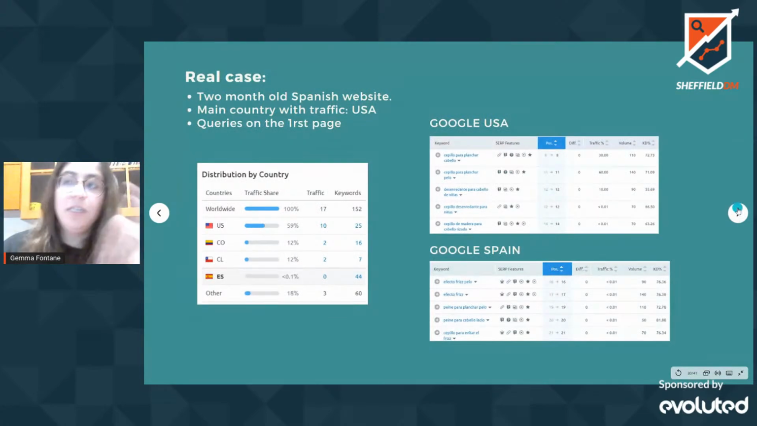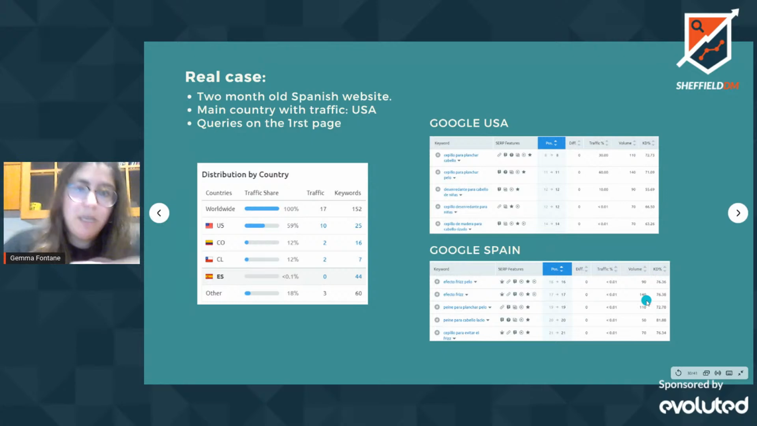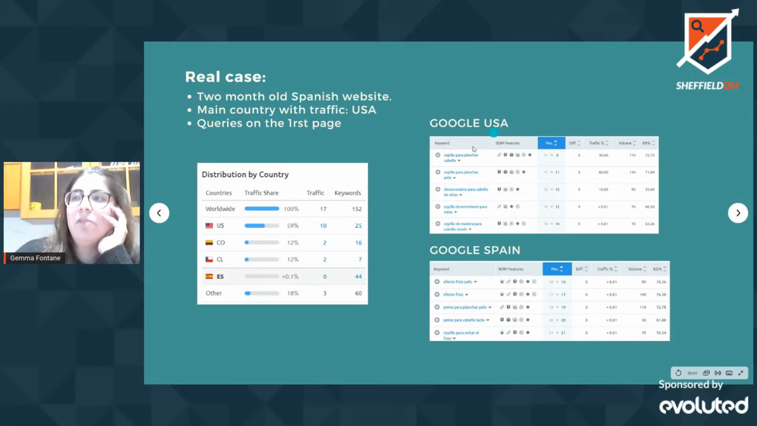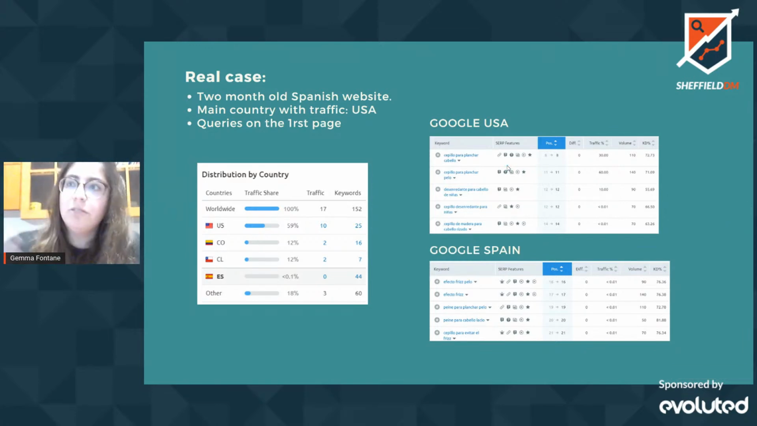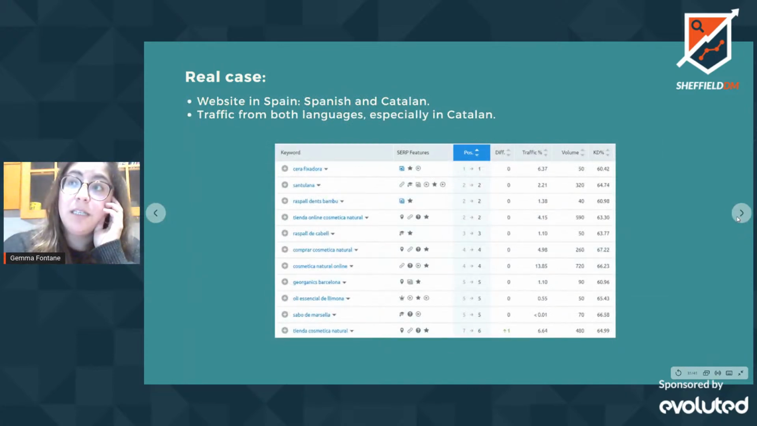Okay, and this is, for example, a real case example of a 2-month-old Spanish website. It was an experimental website that we published 1 or 2 months ago, and it's in Spanish. But we are already ranking in the US before Spain. Why? It's true that in Spain we have more searches, but in the US we don't have competition there. So in 1 month we already have some keywords on the first page of Google. This helps us. I don't have the resources to have this website in English, but I can have it in Spanish, and I can have my opportunities here. Okay, here's another example of a website in Spanish that has more traffic with Catalan keywords instead of Spanish keywords.